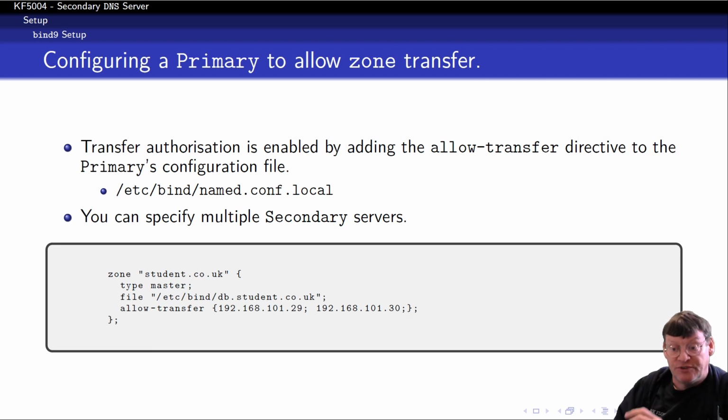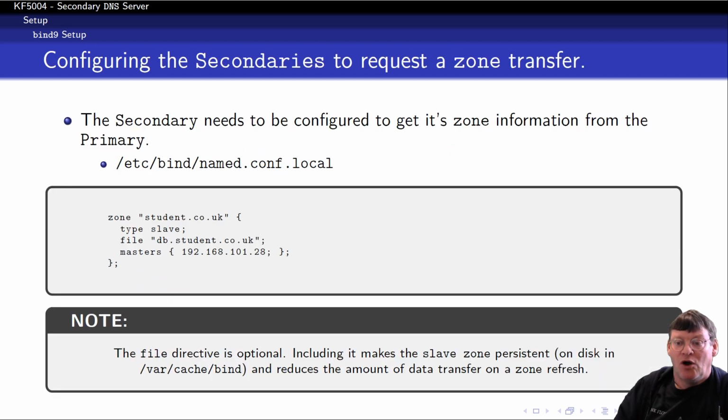So on the primary server, we use allow-transfer to open up the access to the database. On the secondary servers, we now have to declare the type of server as a slave. That's how we say this zone is not going to have a database locally that we are going to manage and maintain. It's going to be done for us automatically as a slave.